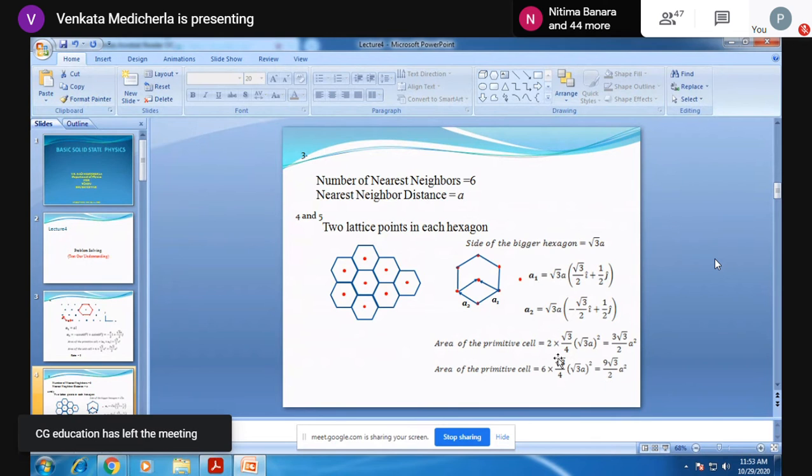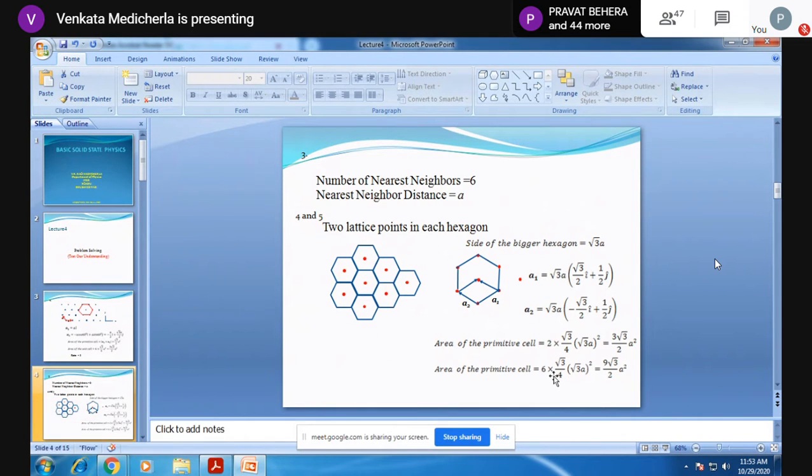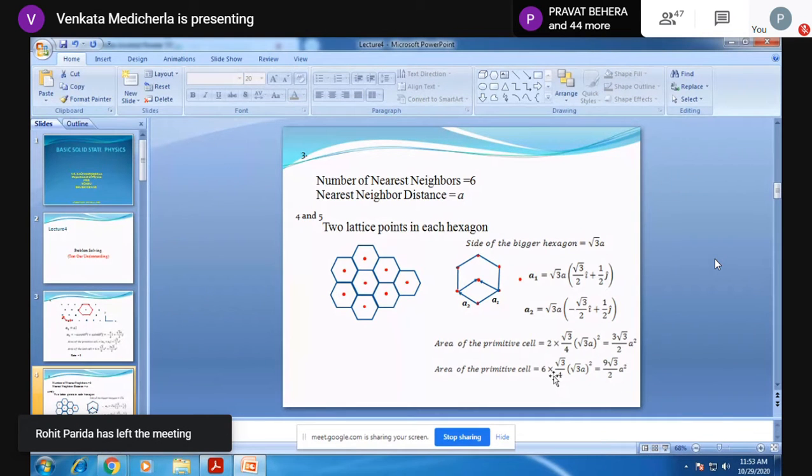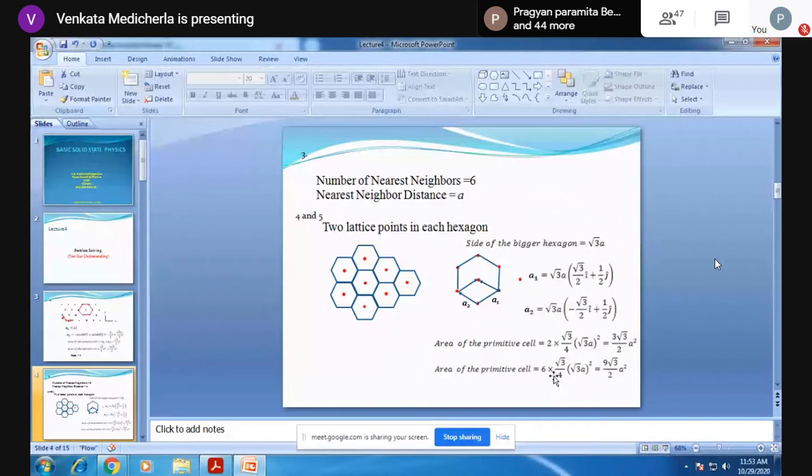Or you can calculate it as 6 equilateral triangles. One equilateral triangle in this lattice is not a primitive cell. 2 equilateral triangles together give you the primitive cell. Okay.